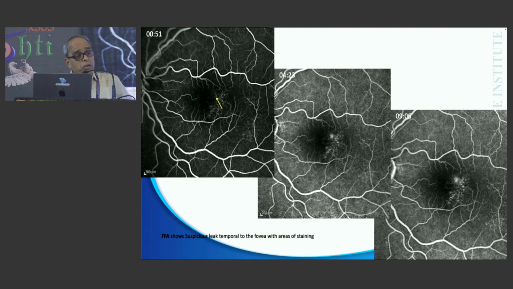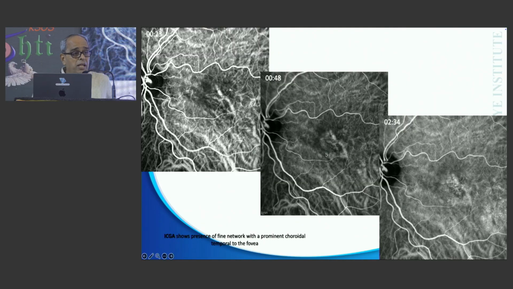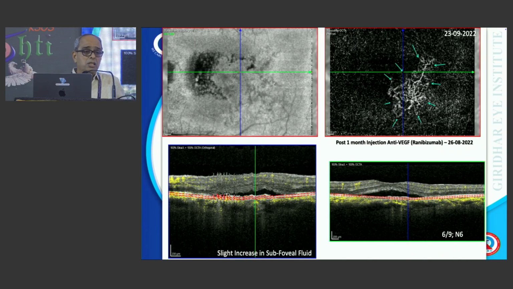If you do a FFA, you see this suspicious leak here, and you see all these small areas of staining. And when you do the ICGA, you see these dilated vessels. And when you do the OCTA, you see this neovascular network. So this is actually not a central serous chorioretinopathy, but this is a CSCR-like picture with a macular neovascularization.